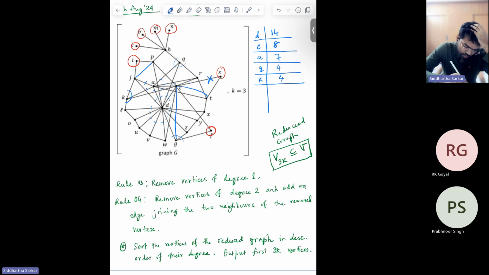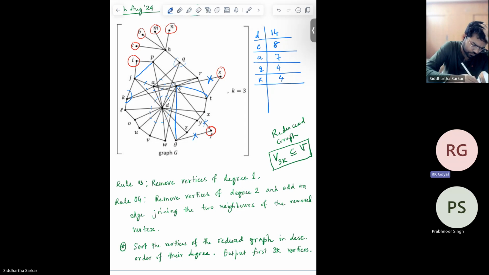No, no, no. This is not 4. So this got deleted. This got deleted. This got deleted. So this is not 4. So is there any other vertex with degree 4? So for 4, it is P.